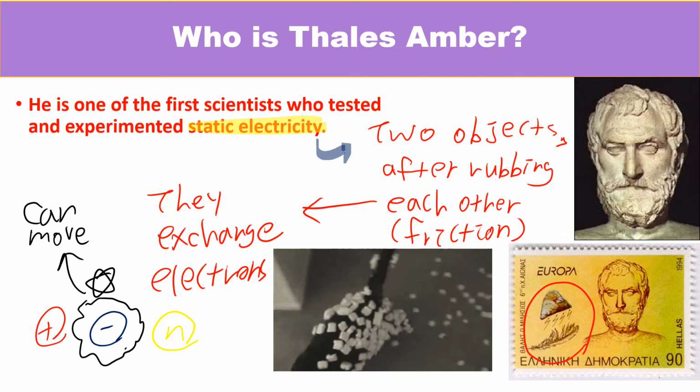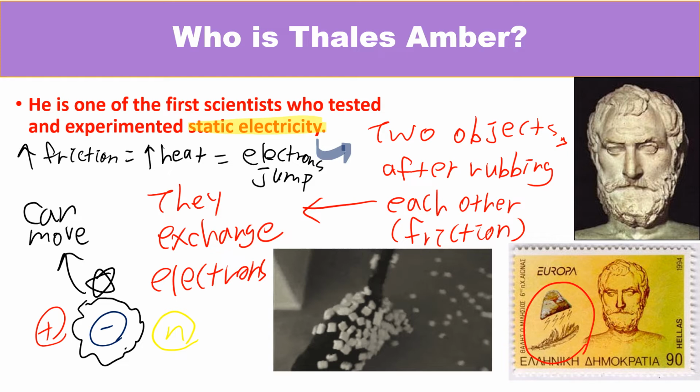And one of the best conditions to make these move is rubbing each other, friction, if you will. If you have lots of friction, a lot of rubbing, that means heat is generated. If heat is generated, electrons jump from one place to another. Imagine inside of an oven, it's too hot, things try to pop out, something like that.